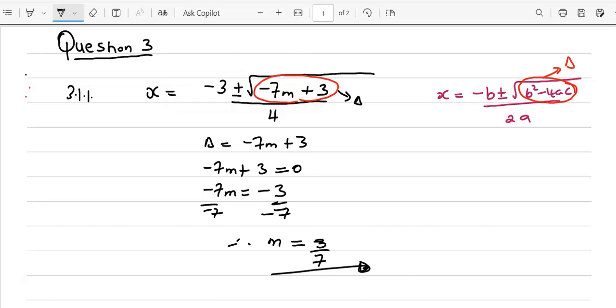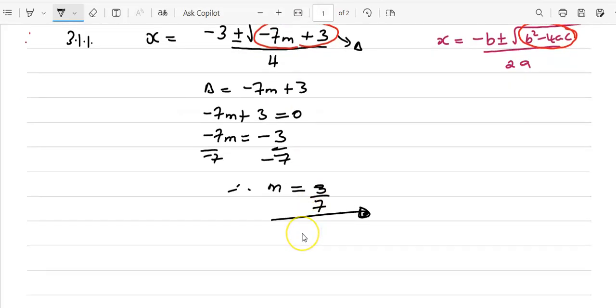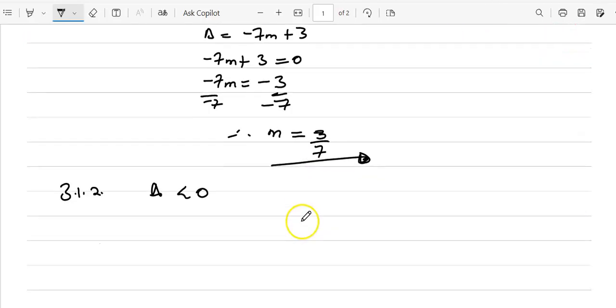So for 3.1.2, we need to take our discriminant and say it must be less than 0. Remember, our discriminant is minus 7m plus 3. This must be less than 0. From there, you just have to solve for m. So this was easy, 2 marks again. So this is minus 7m less than minus 3. The 3 comes to the right-hand side and it will change the sign.